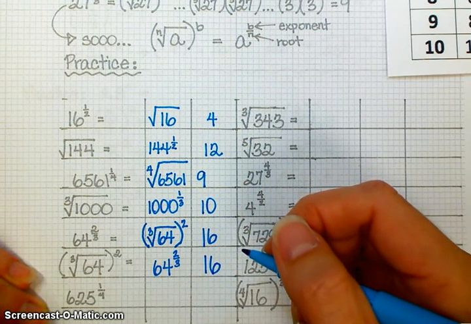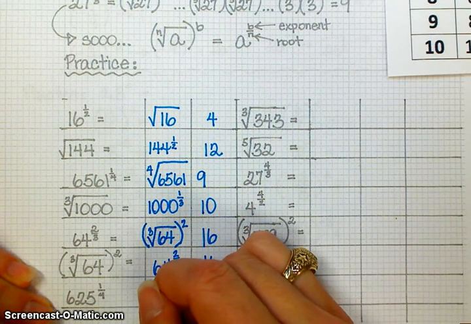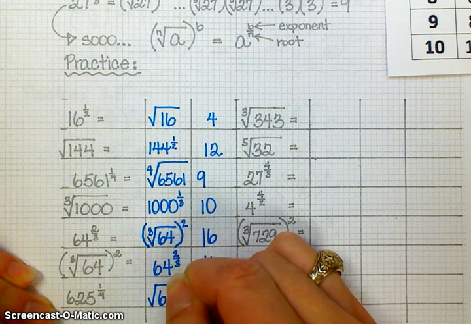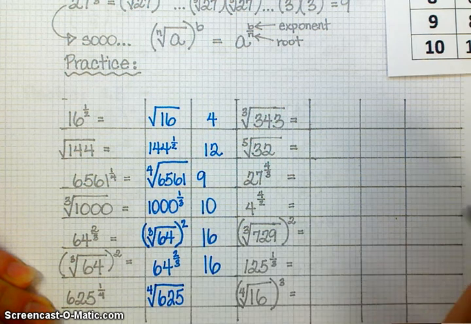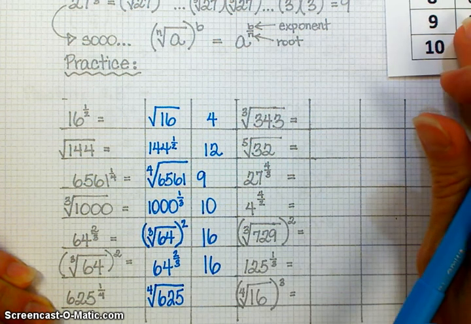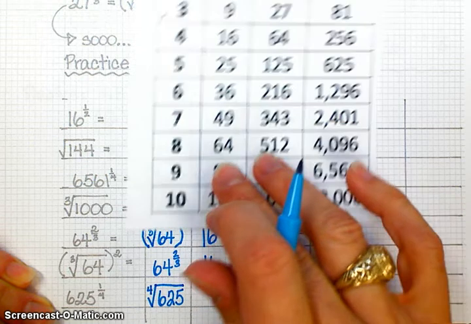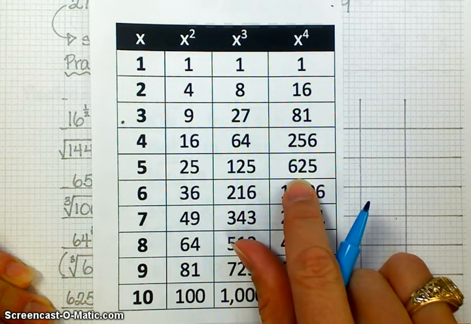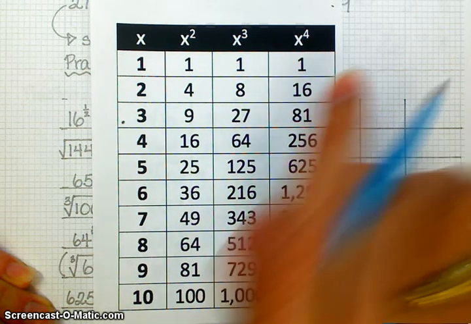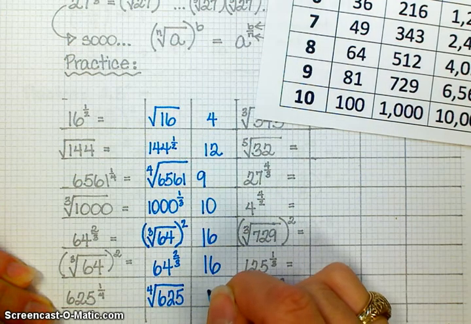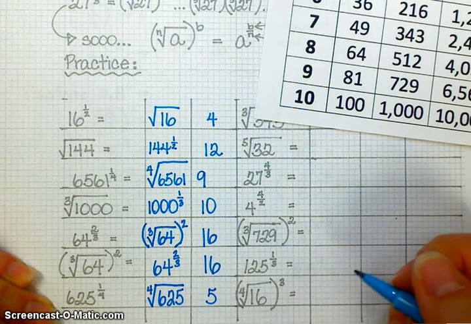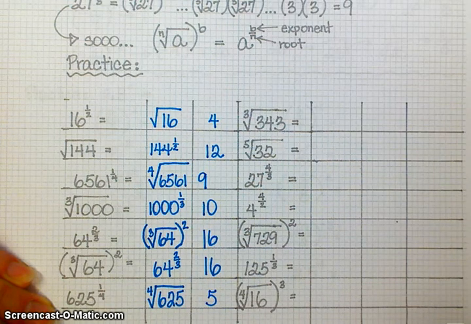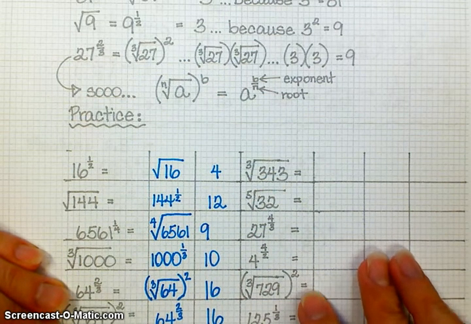All right, 625 to the 1/4 power, that's like saying, please give me the 4th root of 625. What times what times what times what gives us 625? What to the 4th power gives us 625? 5 to the 4th power gives us 625. So the 4th root of 625 is 5. Technically, it could also be -5 because this is an even root.